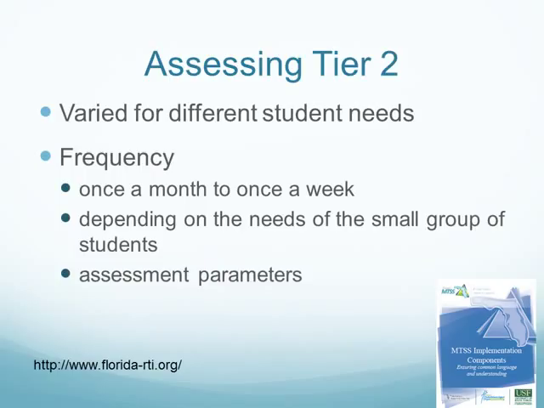When assessing Tier 2, progress monitoring decisions are varied for differing student needs and frequency. Depending upon what is being assessed, assessments may occur anywhere from once a month to once a week. Educators make this determination based on the needs of the small group of students he or she is working with and the assessment parameters. The snapshot at the bottom of the page is a question and answer document to assist when making critical decisions regarding MTSS implementation components and can be found at the link at the bottom of the page.